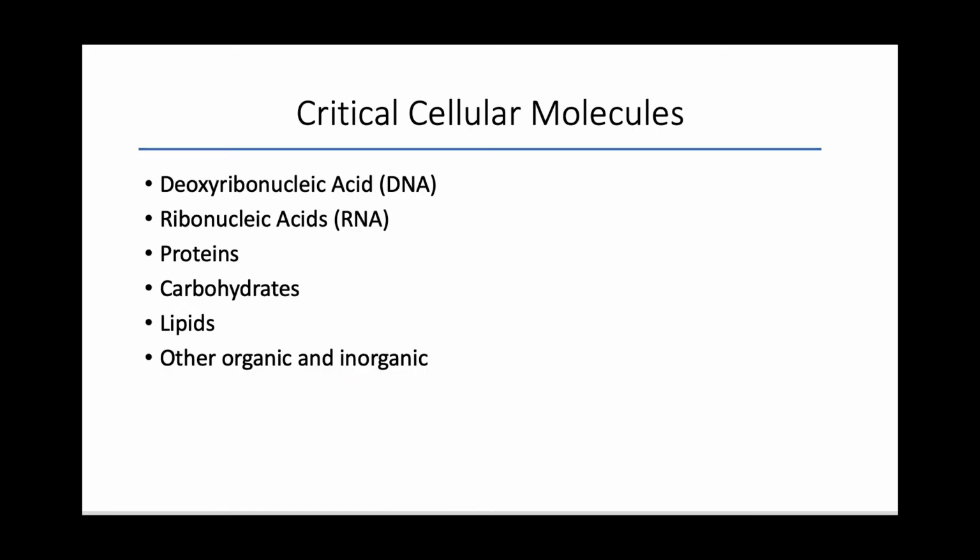In addition to the many organelles and DNA, the human cell also contains other critical cellular molecules necessary for life. These include RNAs, proteins, carbohydrates, lipids, and other organic and inorganic components. These critical molecules contribute to the structure and function of the intact cell.